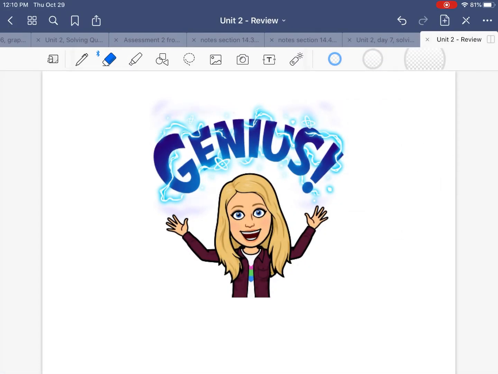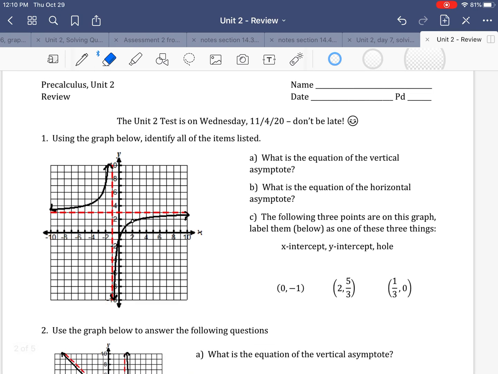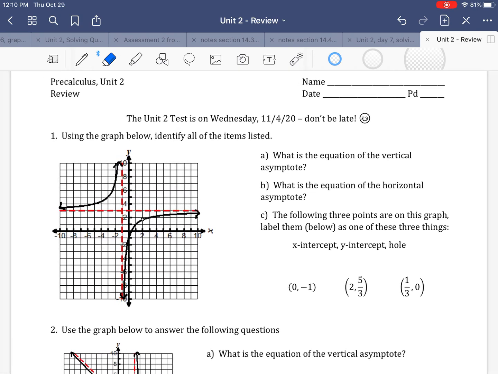All right, so we're going to go over the review for Unit 2, and hopefully you'll feel like a genius on your test after this. All right, so on this first picture right here, you are to identify some pieces about this picture.